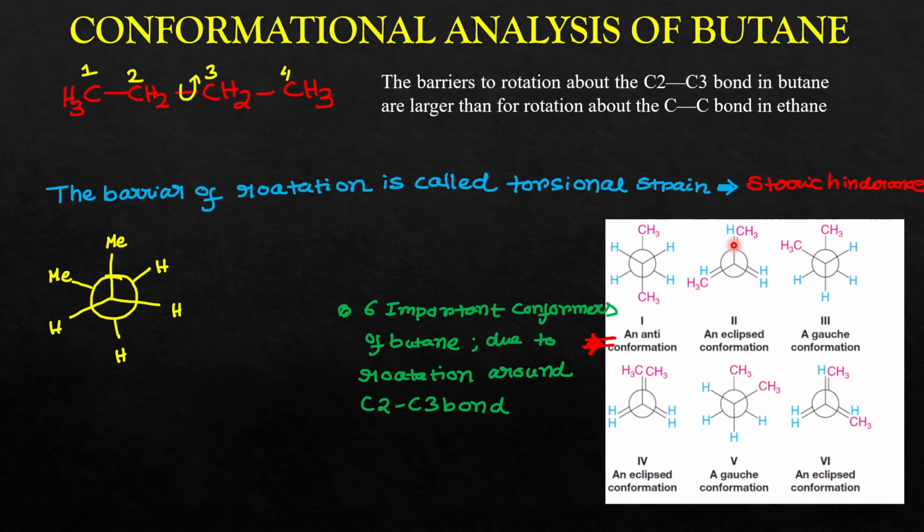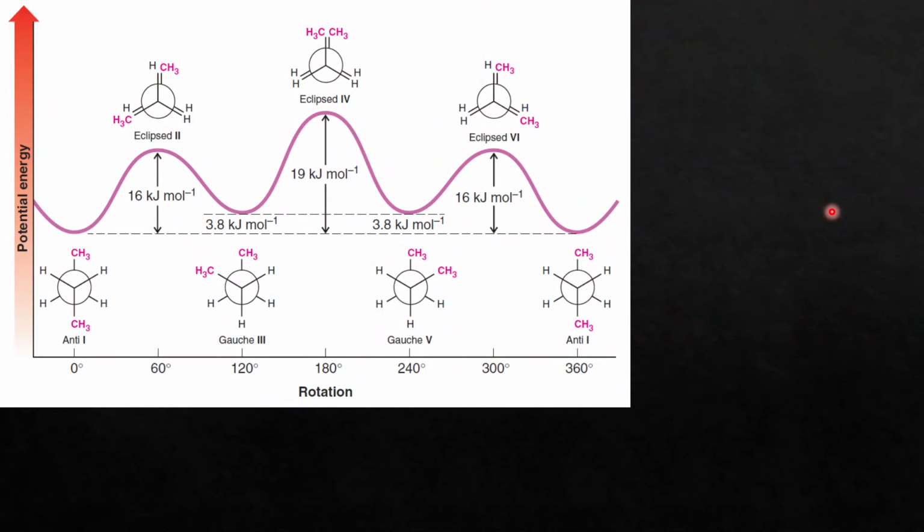So the hydrogen and methyl groups are very close to each other, so that's why they are called eclipsed conformers. These 2 conformers are called gauche conformers, because these 2 methyl groups are very close to each other. Now this is the potential energy diagram for the butane molecule during rotation around the C2-C3 bond.